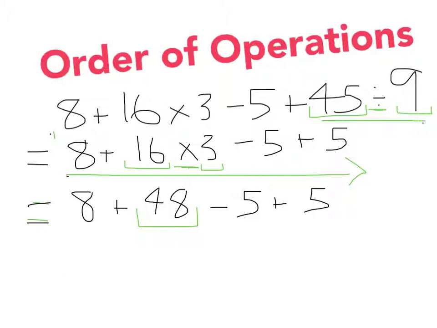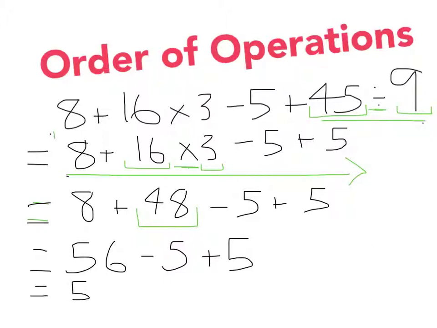So that's multiplication. Now I do addition. I move left to right. So 8 plus 48. That gives me 56 minus 5 plus 5. So minus 5 plus 5. If I look at my number line, I go to negative 5 and I add 5 equals 0. 56 is my answer because negative 5 plus 5 cancels each other out.